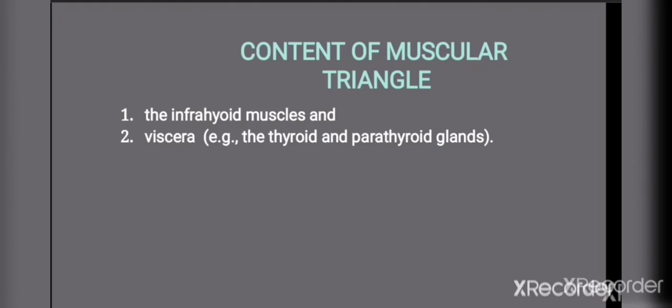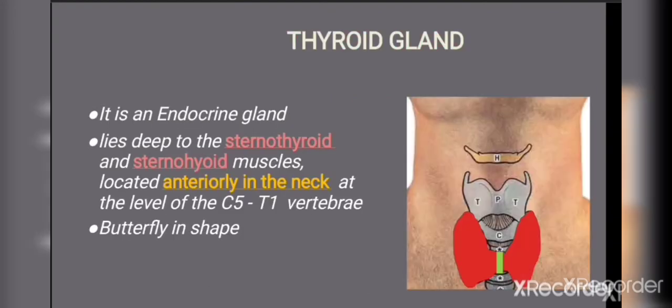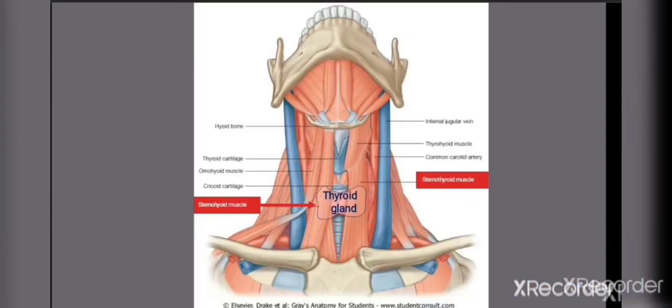Then the contents of this triangle are infrahyoid muscles and some viscera like the thyroid gland and the parathyroid glands. So this thyroid gland, it is an endocrine gland and lies deep to the sternothyroid and sternohyoid muscles and is located anteriorly in the neck at the level of C5 to T1 vertebrae. It is butterfly in shape, as we can see in the image. So here is the muscular triangle containing the thyroid gland.